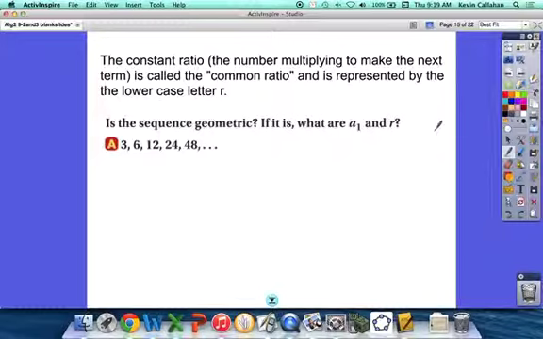So does it look like this one is geometric? Does it look like you keep multiplying by the same number to get the next term? Well, test it. 6 over 3, 12 over 6, 24 over 12, 48 over 24. Are they constant? Yeah, it's 2. In every case, it's 2. So what is the common ratio? 2. R equals 2. What is A1? 3, right? This is the A1. What is A4? 24.